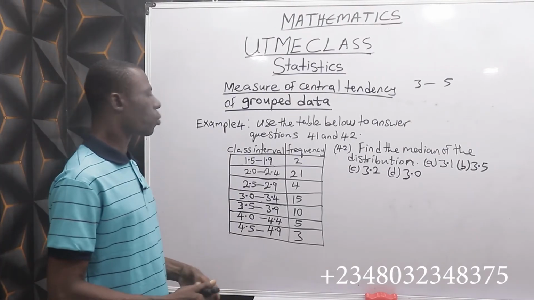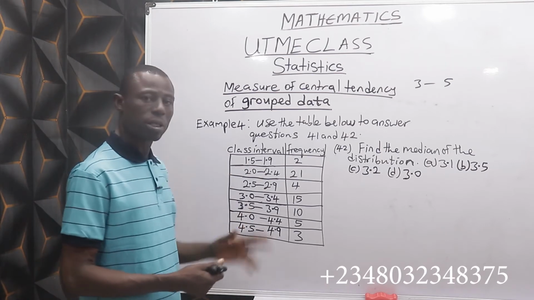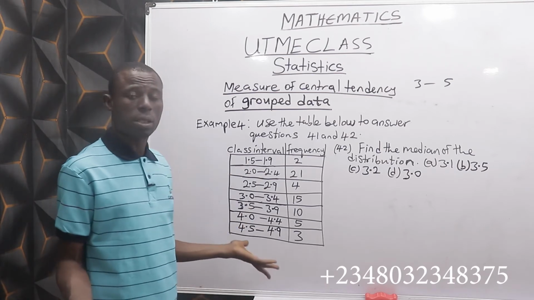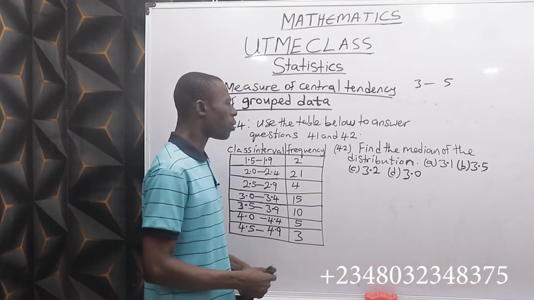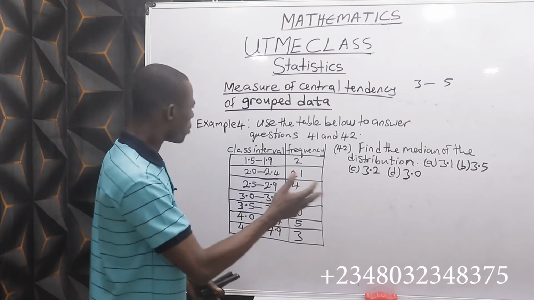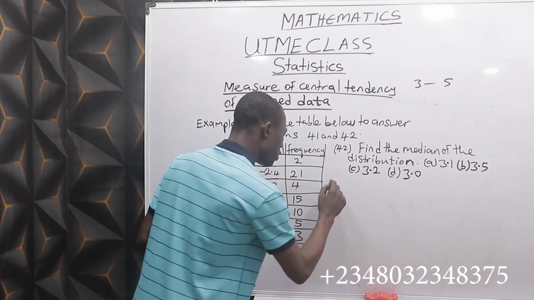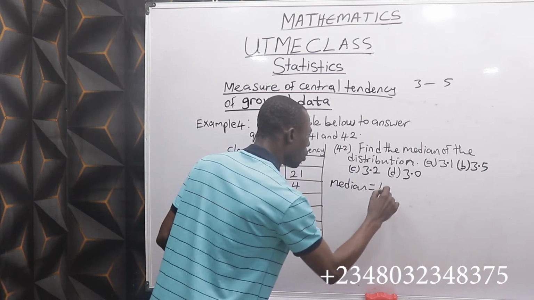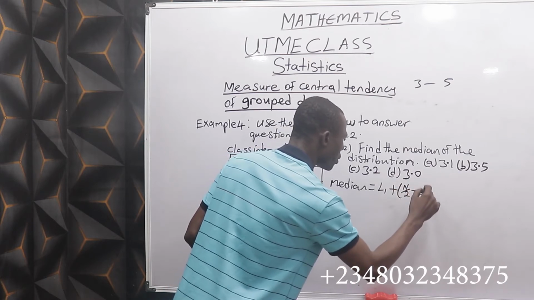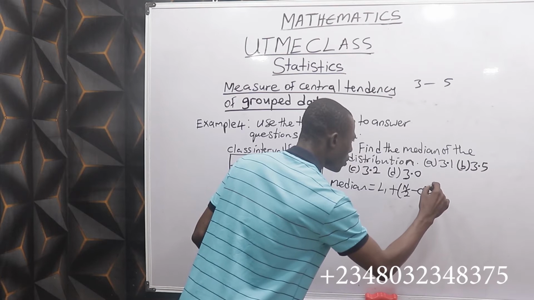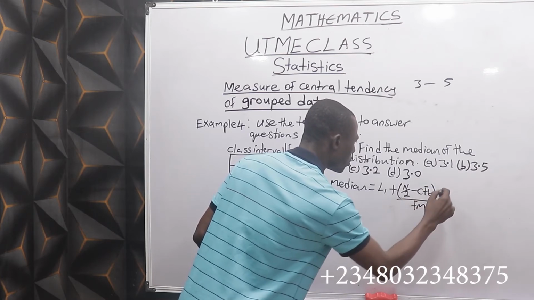Let's consider the next question under that example 4. We are using it to answer two questions, just as it is in the past question where we draw it. Find the median of the distribution. To find the median using this table as well, how do we go about it? Median is L1 plus N over 2 minus CFB over FM, then C.